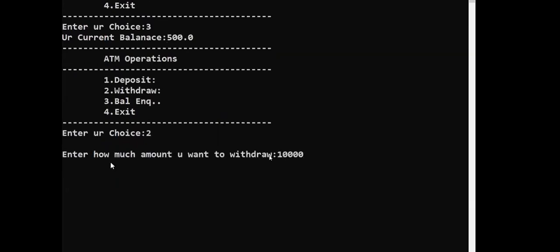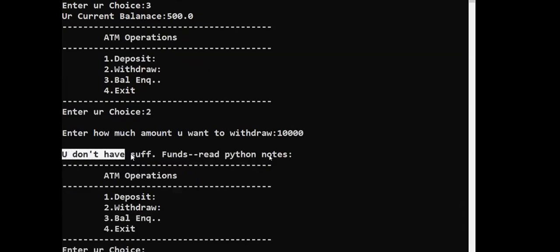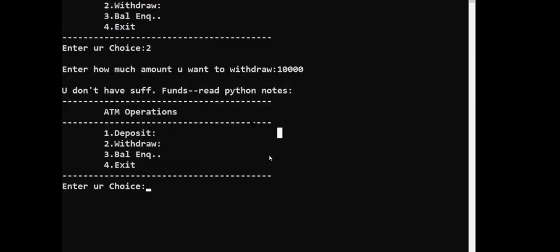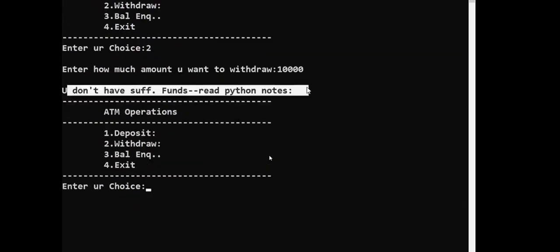Come on, next, what are you doing? Withdraw. Okay, good. How much amount do you want to withdraw? 10,000. Do you have 10,000? No. What should it give you? It should give insufficient funds, like our ATM machine. Just I made some joke with the students who are already existing: if you read Python notes well, you'll have sufficient funds. Not reading Python notes, no funds in your account.